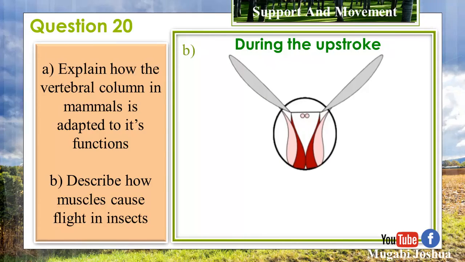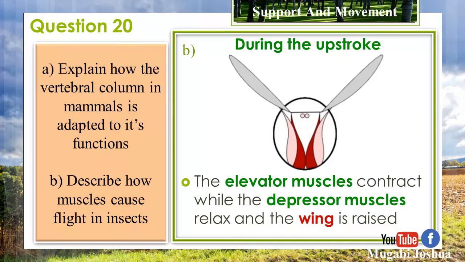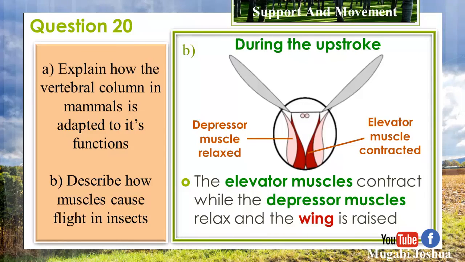Now, during the upstroke, the elevator muscles contract, while the depressor muscles relax, and the wing is raised. That is during the upstroke: the elevator muscles contract and the depressor muscles relax, then the wing is raised.